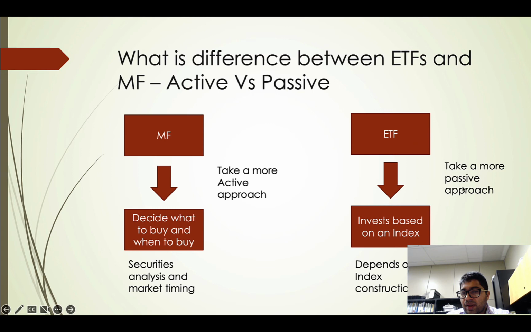ETFs are different. They take on more of a passive approach. They invest in an index and the returns depend on index construction. There are exceptions though. There are index mutual funds that track an index, they invest in an index, and there are active ETFs also that invest more actively. But on a broad theme basis, mutual funds are generally active, and ETFs are generally passive.